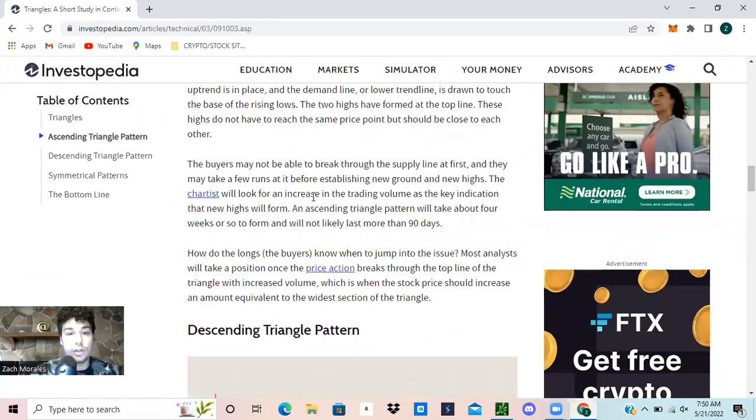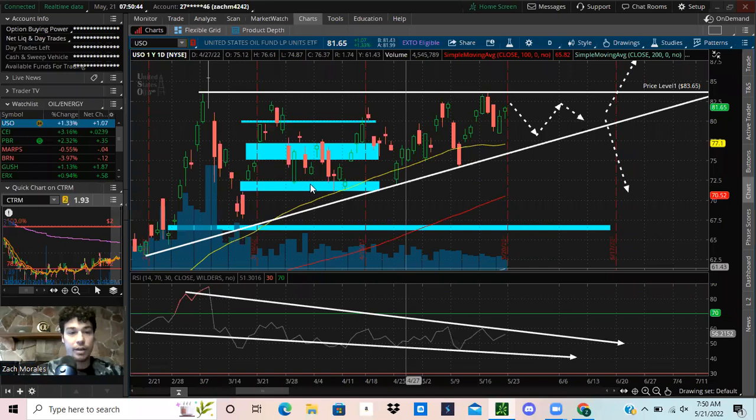The chartist will look for an increase in the trading volume as the key indication that new highs will form. An ascending triangle pattern will take about 4 weeks or so to form and will not likely last more than 90 days. Well, look at what we have here.